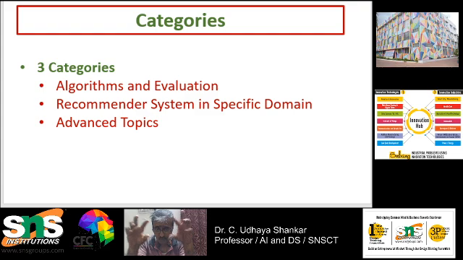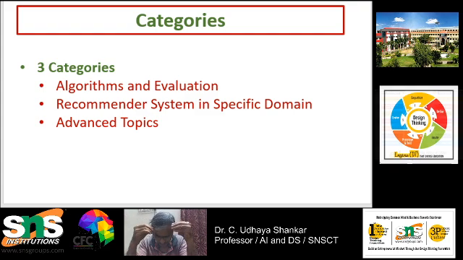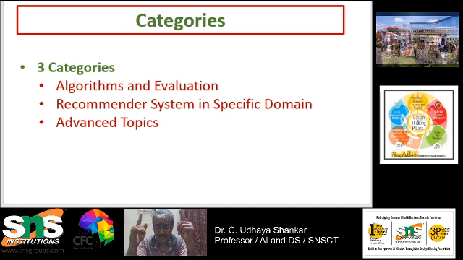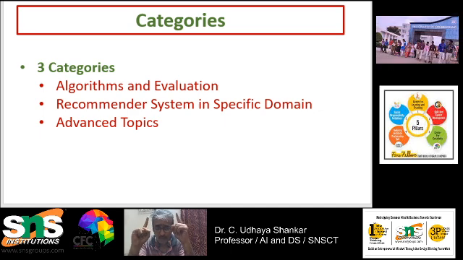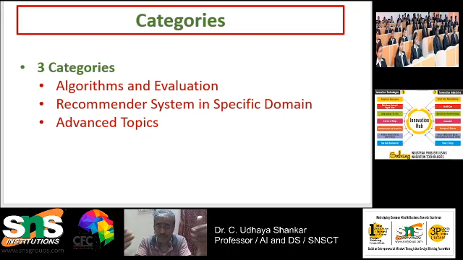In any book, if you are interested in learning about recommender systems, it will be categorized like this. 3 categories are there. The first category is where you will be learning about the algorithms and their evaluation. An algorithm is nothing but what runs in the background to make this search engine a better and comfort zone for the user.